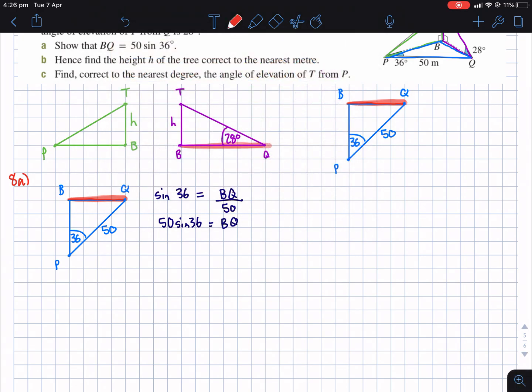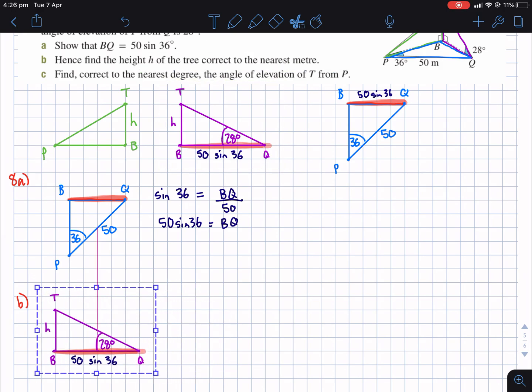Nice. Okay, B. Hence find the height of the tree correct to the nearest metre. Well, now I know this is 50 sine 36. There's no point using the left green triangle because I don't know any of the angles or anything yet. But the middle one, I now know 2 pieces of information. So I can now find the third.